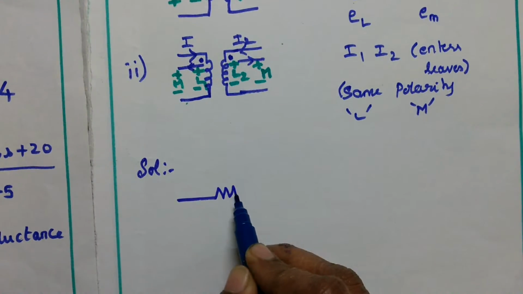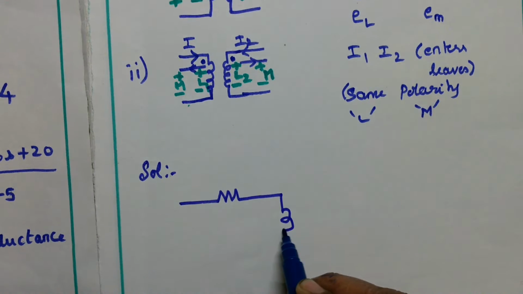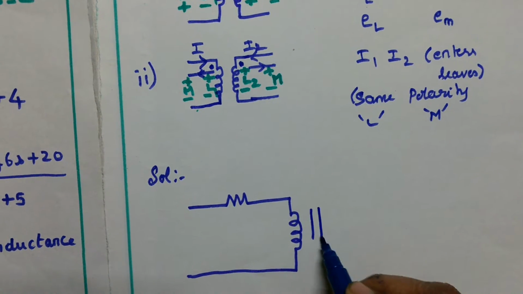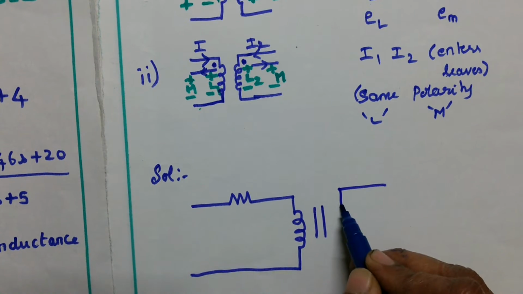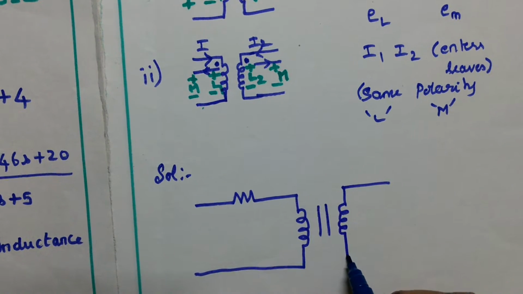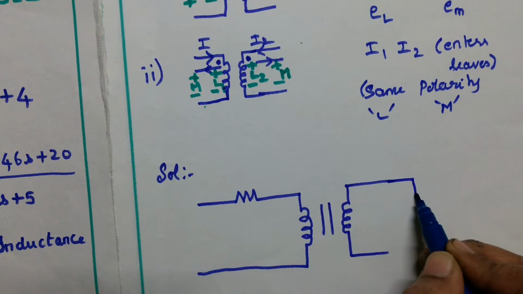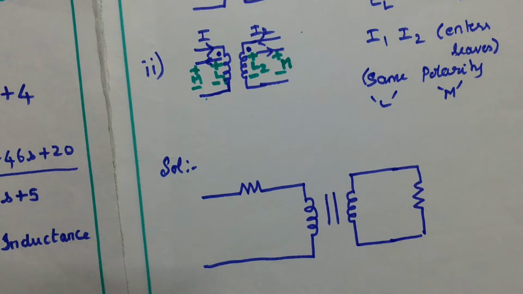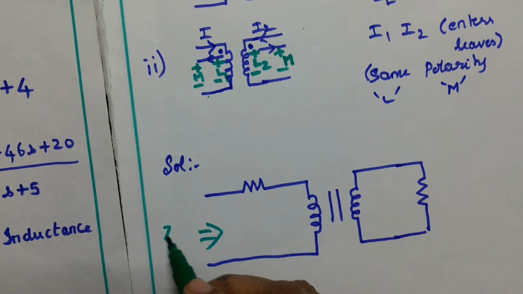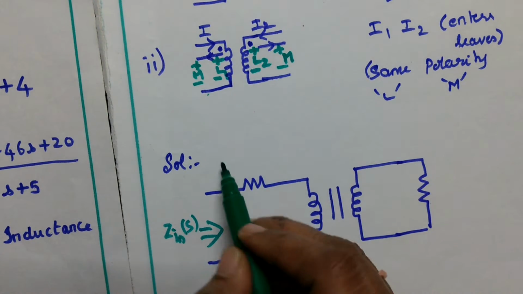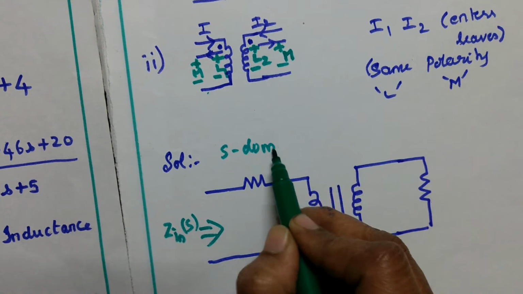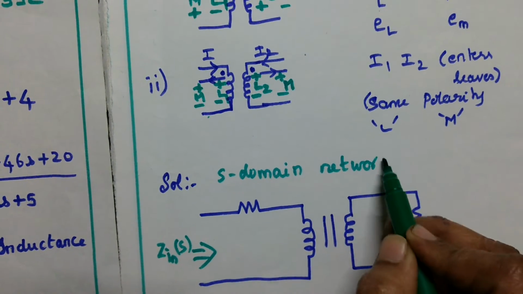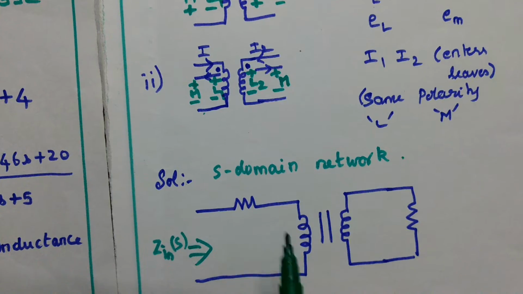So at the primary side resistance, inductance, at the secondary side L2, resistance is given. So this one is Z in of S, the S domain network. We are converting the given network into Laplace domain.